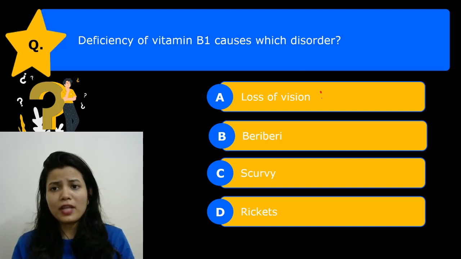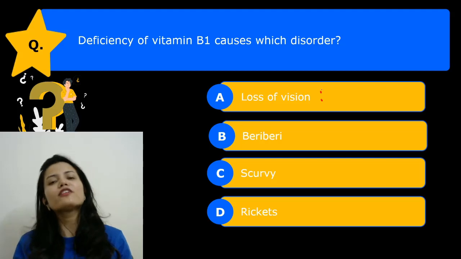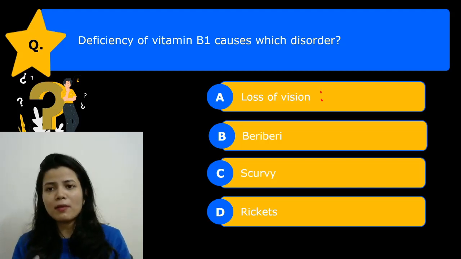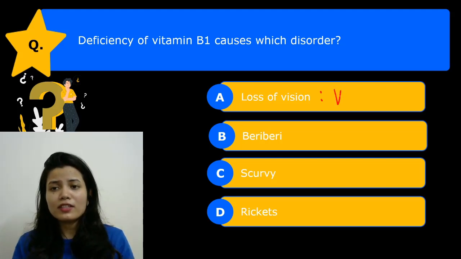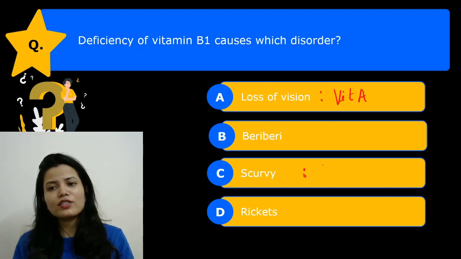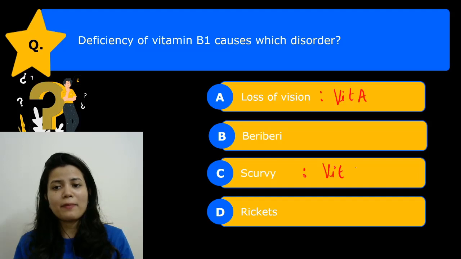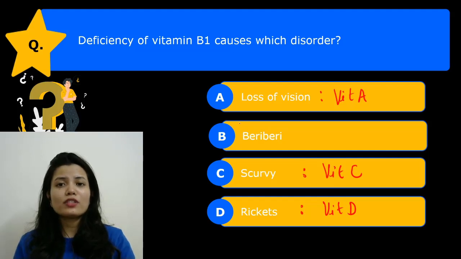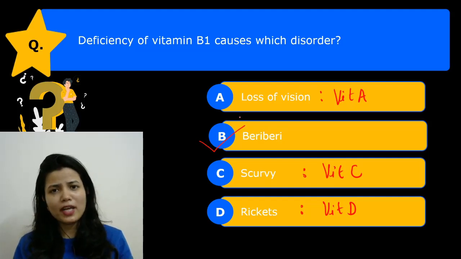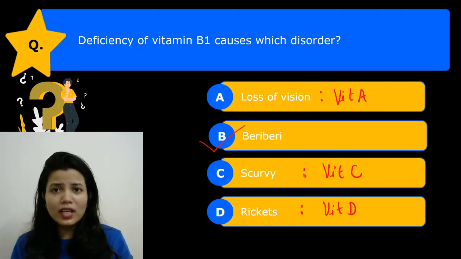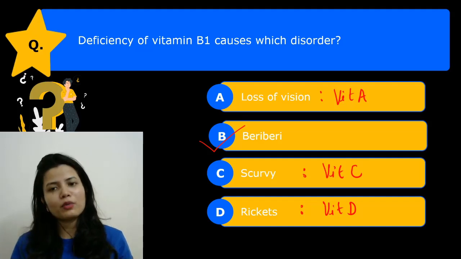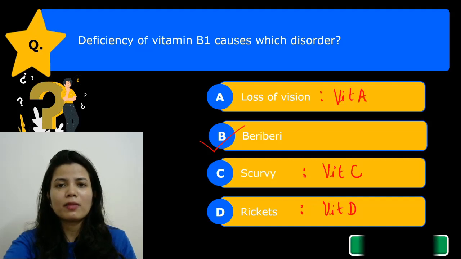As you all know, deficiency of various vitamins leads to various disorders in our body. Loss of vision is caused by deficiency of vitamin A. Scurvy is caused by deficiency of vitamin C. Rickets is caused by deficiency of vitamin D. While the deficiency of vitamin B1 leads to beriberi. Basically, it causes loss of appetite, weakness, and pain in the limbs. So the correct answer is beriberi.